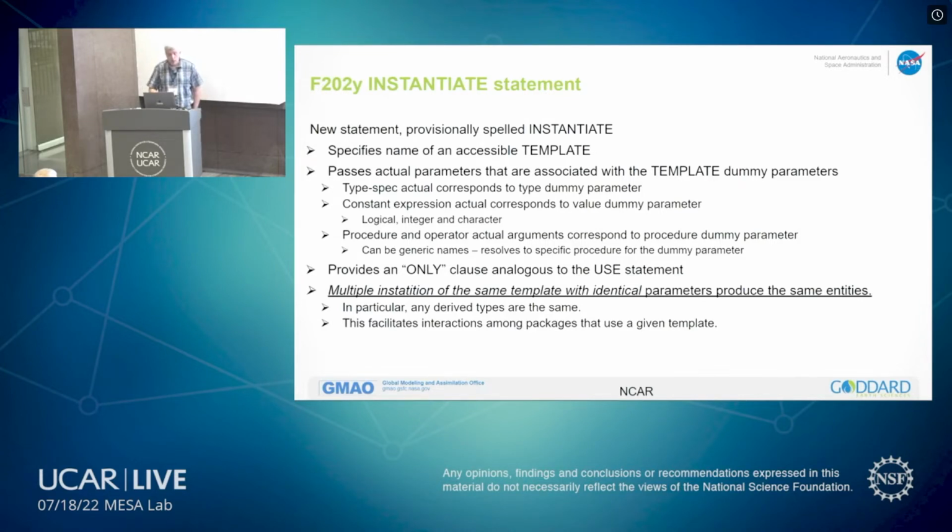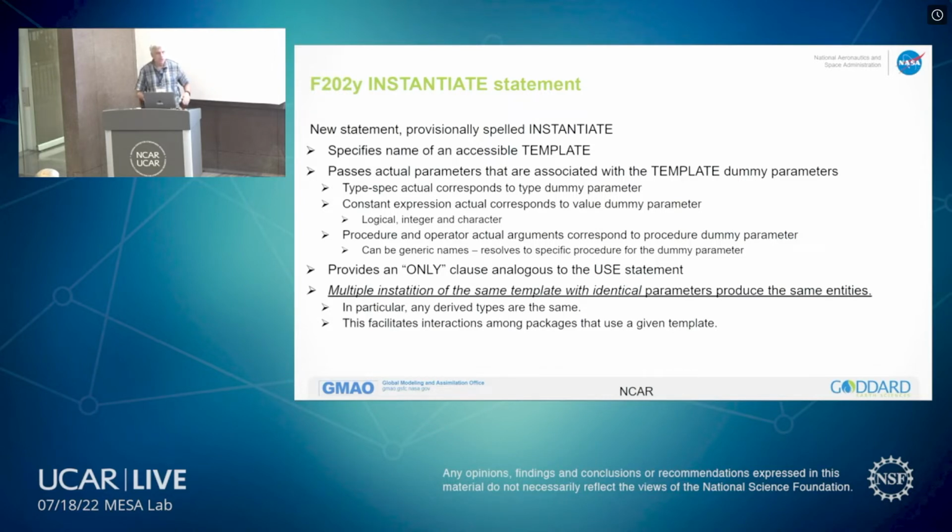The instantiate also provides an only clause that allows us to do things like renaming just like we do for modules, and that can be very important to prevent name clashes when you're trying to instantiate multiple things within the same environment. And then here's a little kicker that has been controversial and has some strong pros and some strong cons. If you instantiate the same template with the same template parameters, it generates the same entities, not entities that are practically the same, but the same entities.